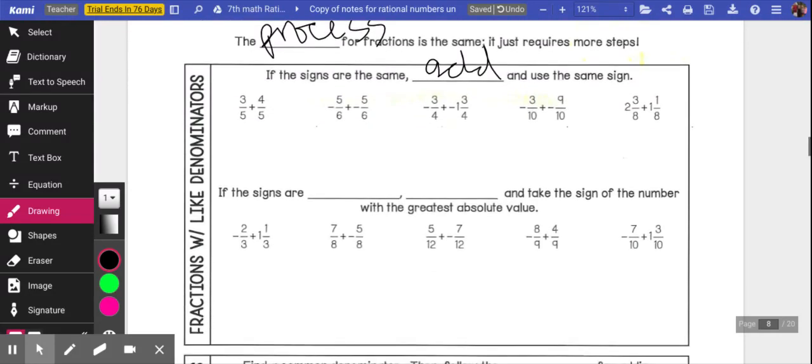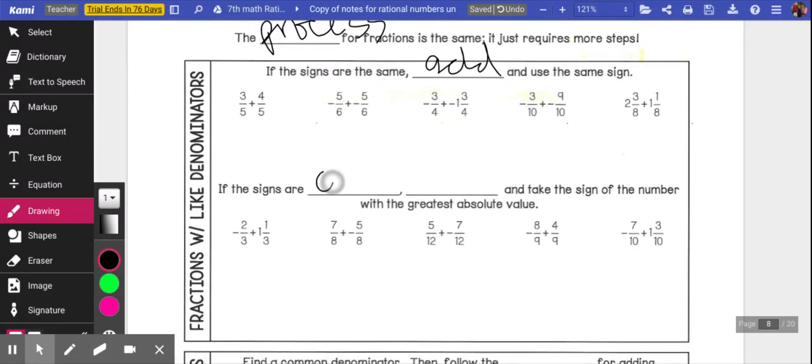And then if the signs are different, we subtract. That's subtracting. And take the sign of the bigger number. So again, it's a little bit easier when the denominators are the same. The thing is you have to make sure that when you're subtracting that you put the bigger number on top or it gets confusing. So go ahead and pause it.